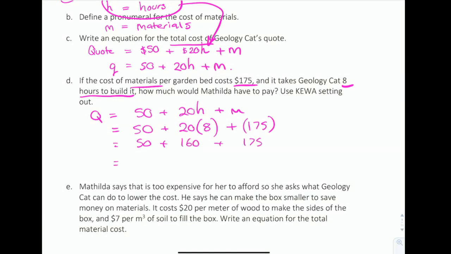So if we add them all together, I should have 5. 7 plus 6 is 13. 13 plus 5 is 18. 1 plus 1 is 2, plus that is $385.